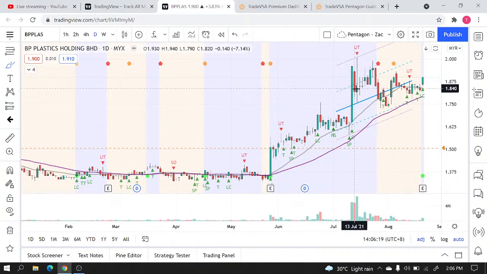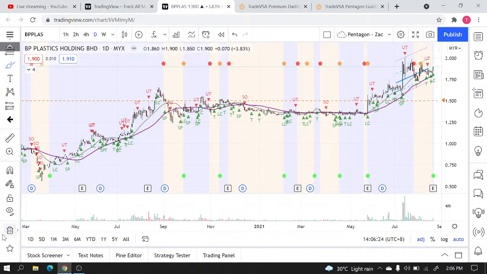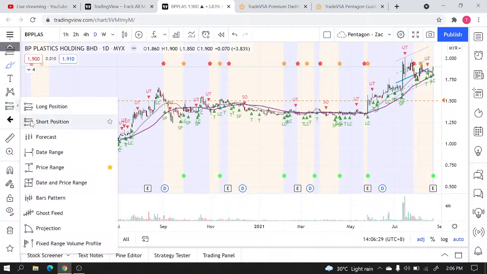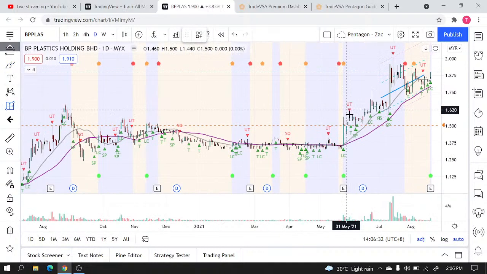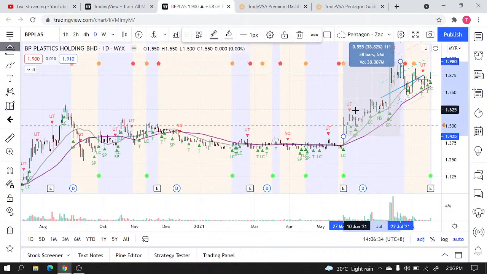BP Plastic here also got one upthrust, so that's why it slowed down a little bit. This is usually the type of setup that I like, because after a long period of accumulation, there is a breakout of 38% to 40%. From accumulation to the current price is around 40%, which is still okay for me. It's not a very climactic movement. Some stocks break out over 100 percent. This one is still 40%, and I think they are doing a very healthy type of reaccumulation.